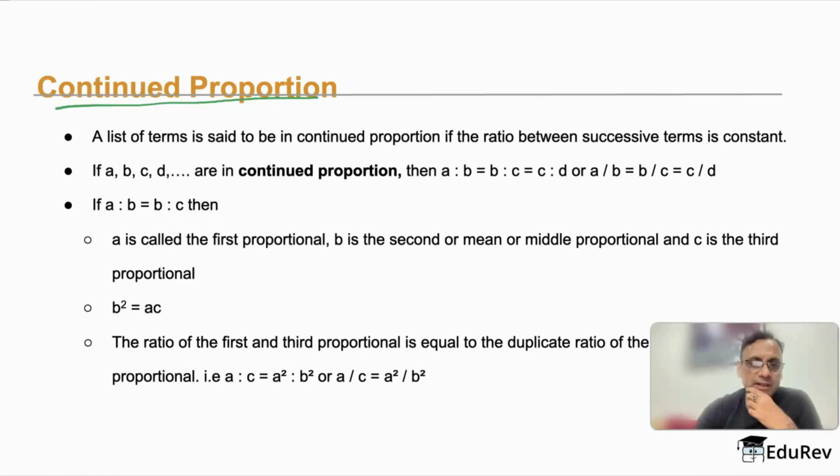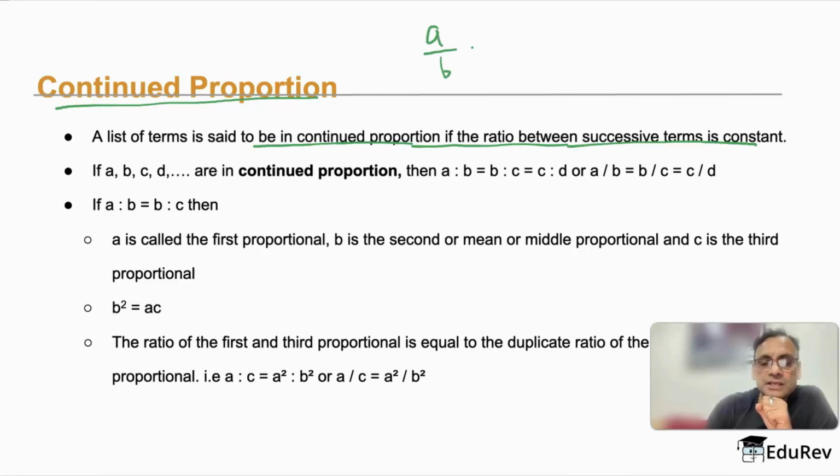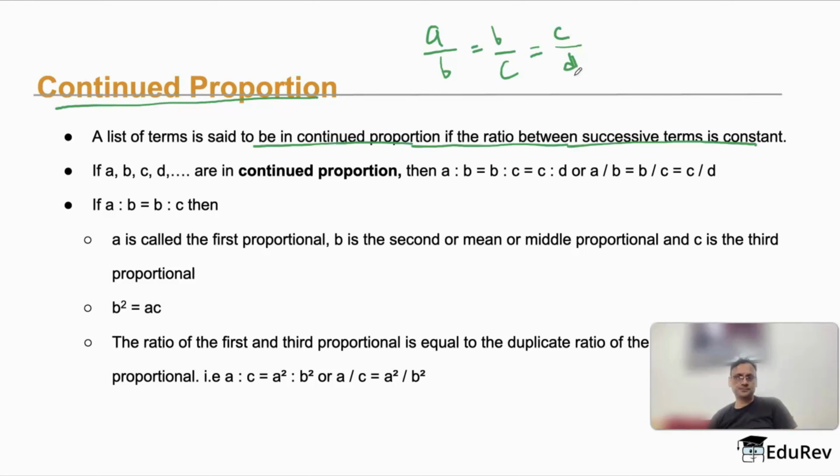So, a very important definition. A list of terms is said to be in continued proportion if the ratio between successive terms is a constant. Understand this very carefully. So A is to B is equal to B is to C is equal to C is to D. This is a continued proportion.